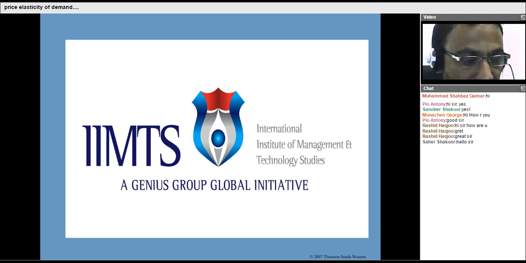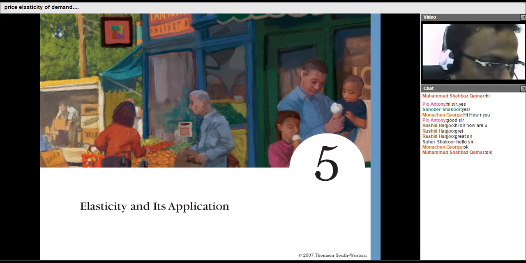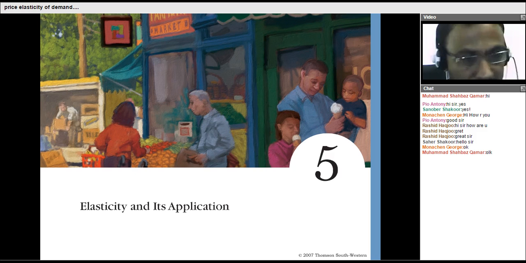Let's restart, okay? Do you know what we are going to study today? It's managerial economics chapters. We are studying the elasticity, price elasticity of demand. That's what we are going to study today. We will see how a change of price affects the quantity demanded. If the price changes, how does it affect demand? That's what we are going to see today in detail.